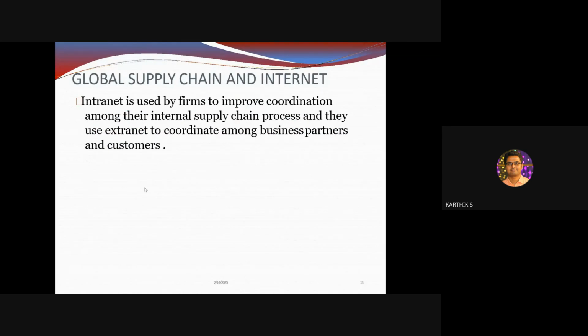Initially, global supply chain started using intranet, that is, within the company. They used to have their own applications or intranets, or websites, which they themselves would use to achieve that. Moving on to the next one.